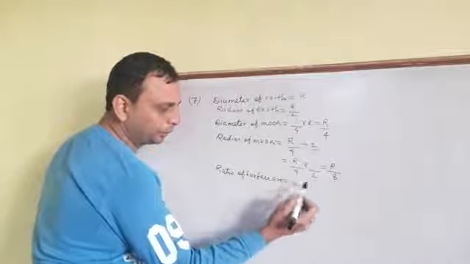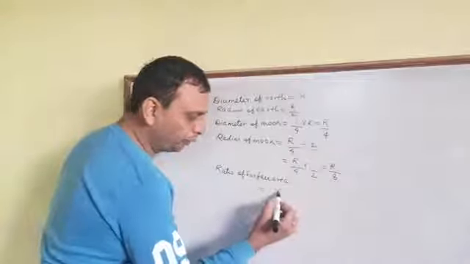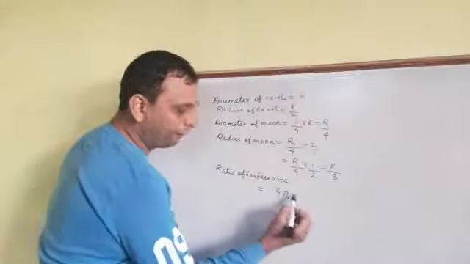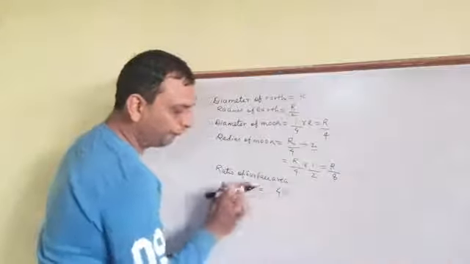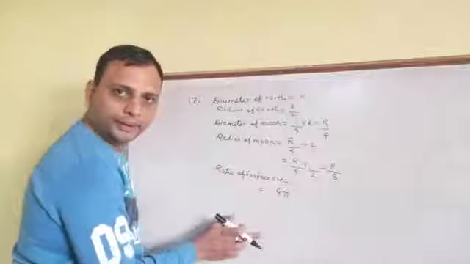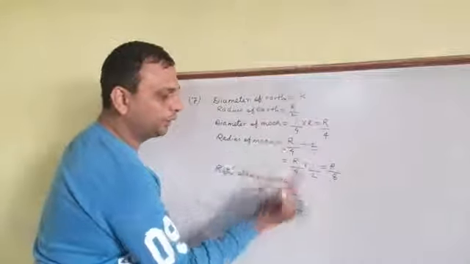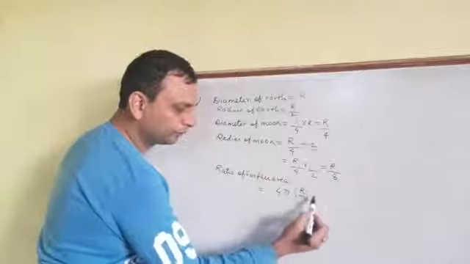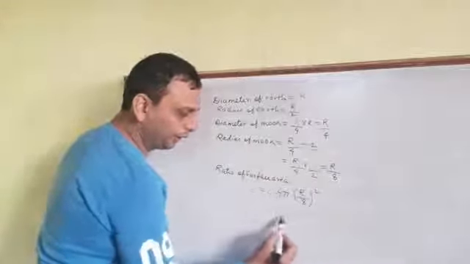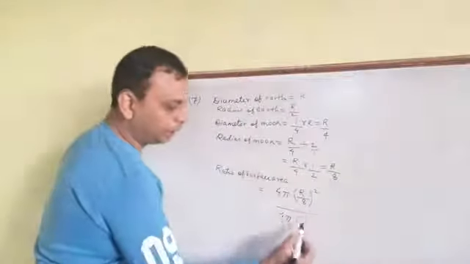So the ratio will be equal to the surface area of the moon on the top and the surface area of the earth on the bottom. So 4 pi and the radius of the moon is r/8, squared, divided by 4 pi, and the radius of the earth is r/2.